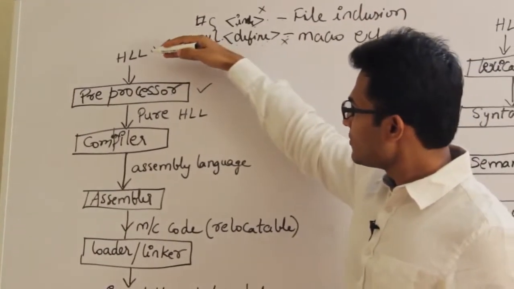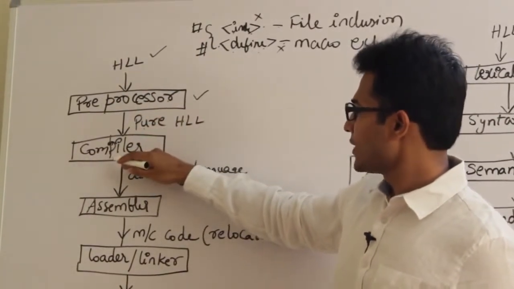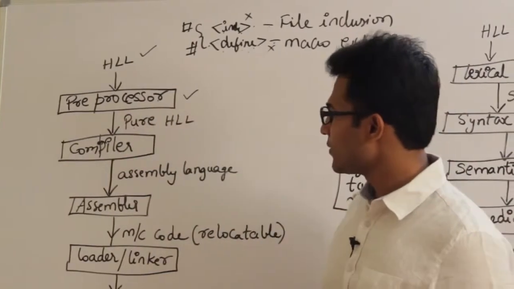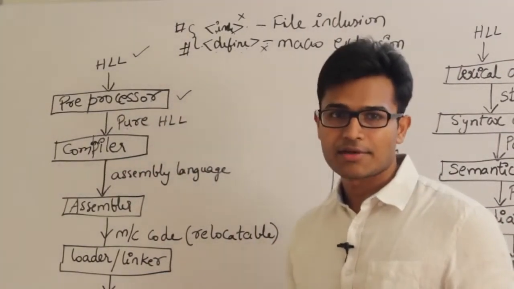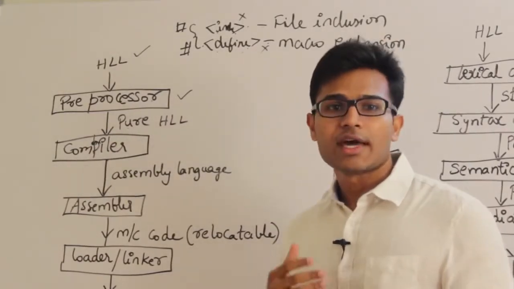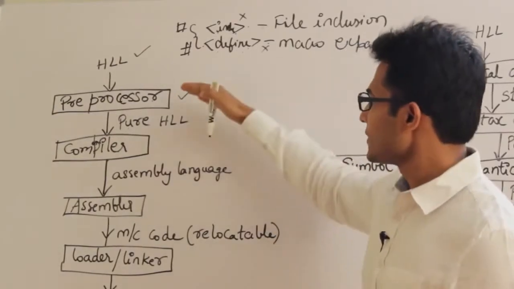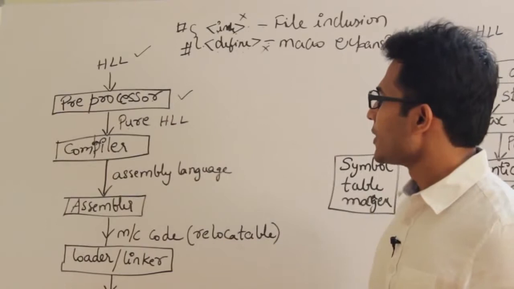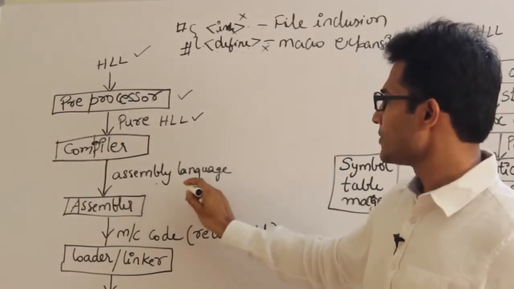Now after the preprocessor phase, we are going to enter the compiler phase. And the input to compiler is pure high level language, which means the program will not contain any hash lines, any hash tags. And these hash tags are also called as preprocessor directives. They direct the preprocessor about what to do. Okay, so the next phase is compiler. Compiler will take the pure high level language and it will convert into assembly language.